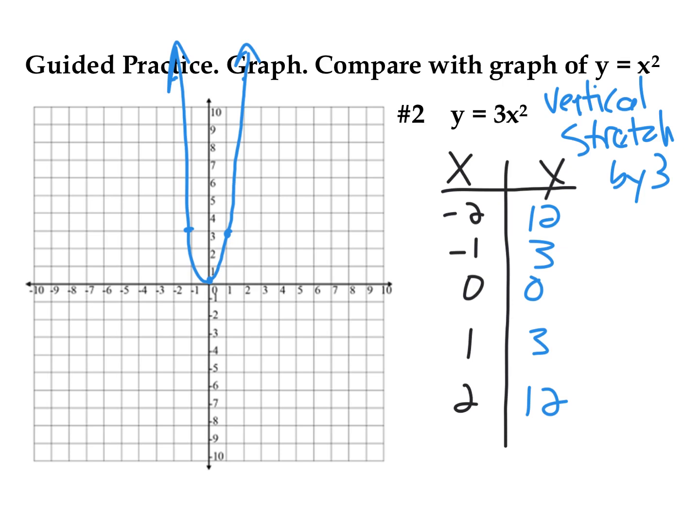If you recall from the parent graph, when I plugged in a 1, I got a 1. Well, this is 1 times 3. When I plugged in a 2, I got a 4. Now it's times 3. It's stretched by a factor of 3. Normally that graph would come out here, right? That y equals x squared graph. Now it's more narrow.